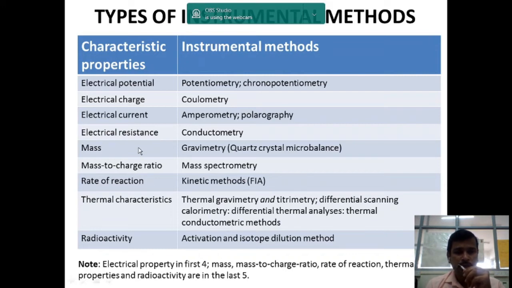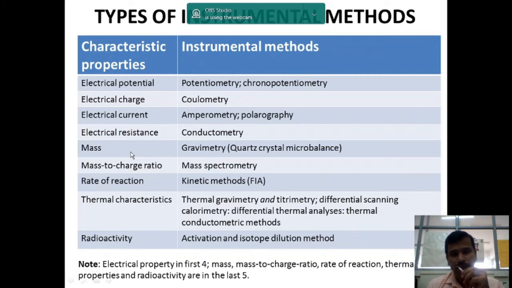And even the mass of the analyte can also be measured in gravimetry. Gravimetric reactions can be performed even in classical methods also. But even electrogravimetric technique can also be performed. Thermogravimetric technique can also be employed.